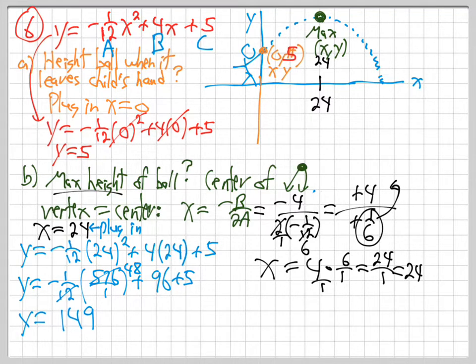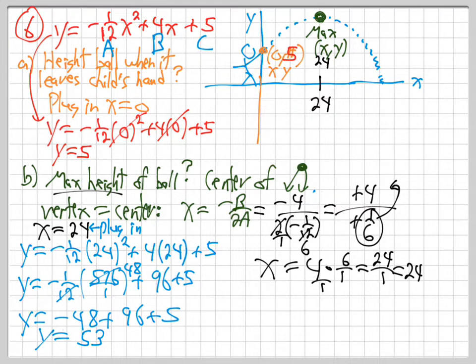149. Oh, wait a minute. Did I forget the negative again? I did. Let me check. I'm going too quick here. So that should be negative 48 plus 96 plus 5. So y equals 53. Y is 53. So the height is 53.